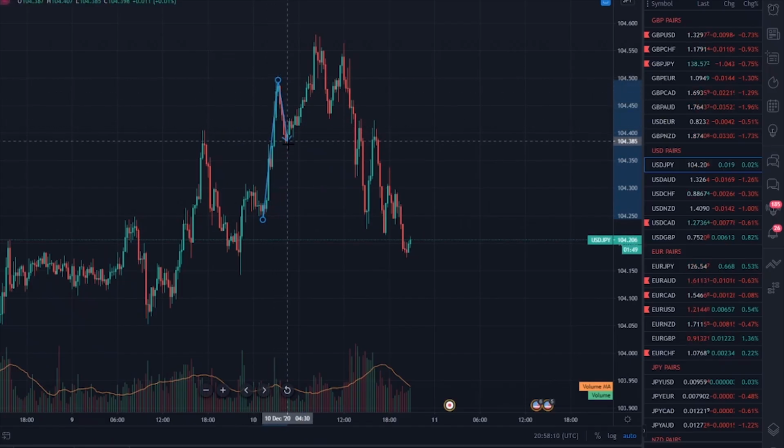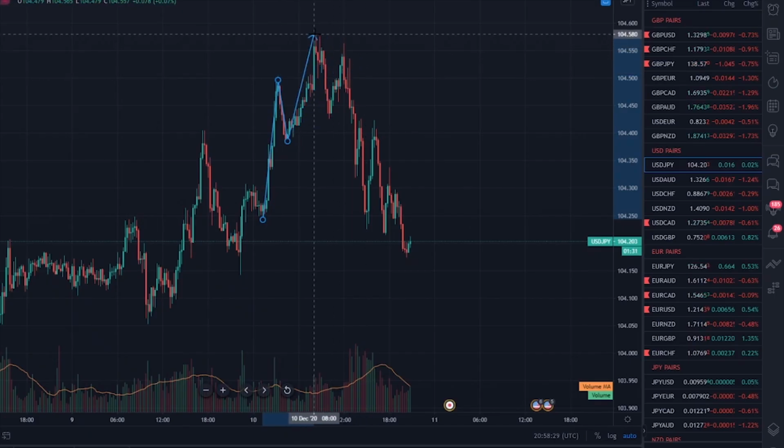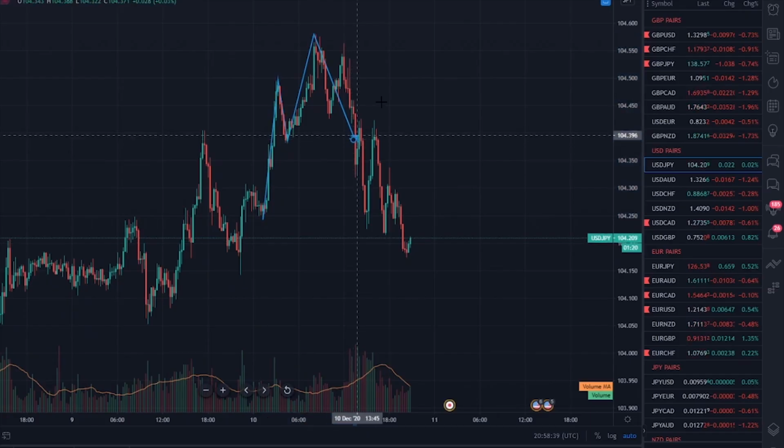Then we're looking for a shallow pullback, which is step 2. A shallow pullback going no more than 38, really 38.2. An extension higher above this wave to here, and a correction down below the low of here. So we're looking for somewhere to get out for the bulk of our position, at least here. So that's kind of what we're looking at.